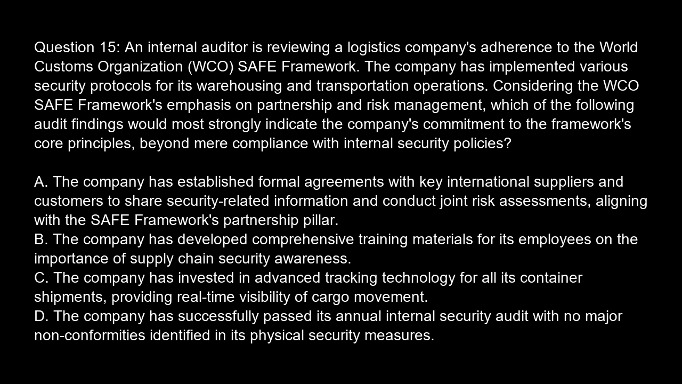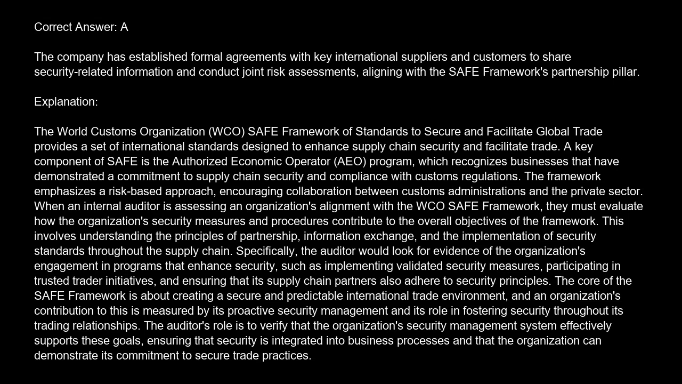Option B. The company has developed comprehensive training materials for its employees on the importance of supply chain security awareness. Option C. The company has invested in advanced tracking technology for all its container shipments, providing real-time visibility of cargo movement. Option D. The company has successfully passed its annual internal security audit with no major nonconformities identified in its physical security measures. The correct answer is A. The company has established formal agreements with key international suppliers and customers to share security-related information and conduct joint risk assessments, aligning with the SAFE framework's partnership pillar.